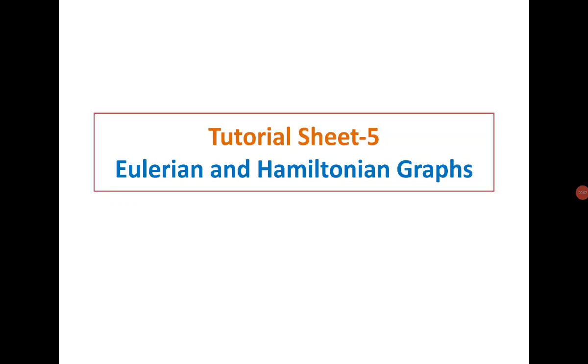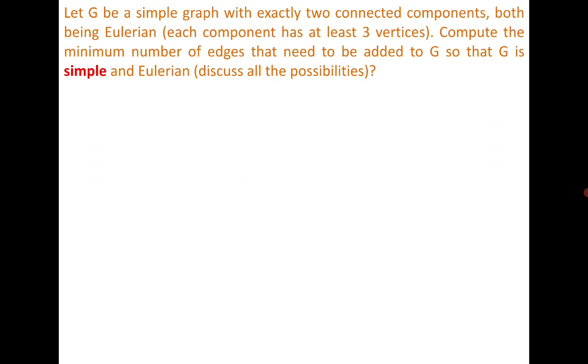Good morning everyone. So today we are going to discuss tutorial sheet 5 which is based on Eulerian and Hamiltonian graphs. So first problem says that let G be a simple graph having two components and each of the components is Eulerian. Now what would be the minimum number of edges that should be added to G so that G is simple as well as Eulerian.